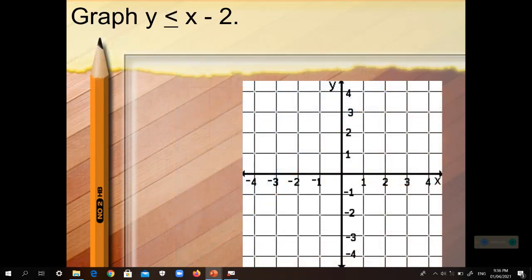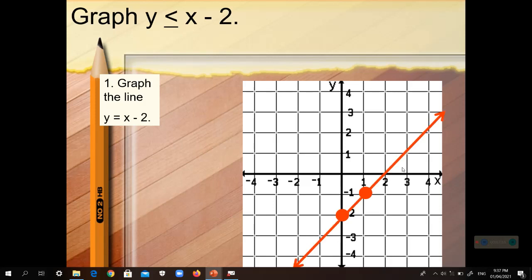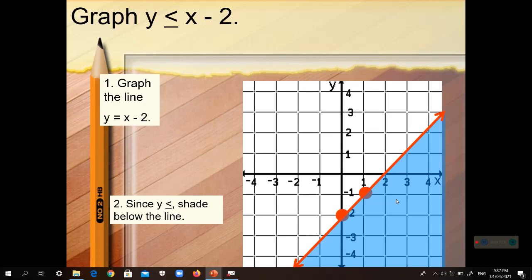For another example, I have here to graph y is less than or equal to x minus 2. This time, we have the symbol less than or equal to. So, still, you are going to graph the line y equals x minus 2. Again, you have here negative 2. Then, rise over run. Count 1 unit upward, 1 unit to the right. Okay? And then, since it is or equal, you are going to use the solid line. And since it is less than or equal to, you are going to shade on the lower part of the line. Okay?